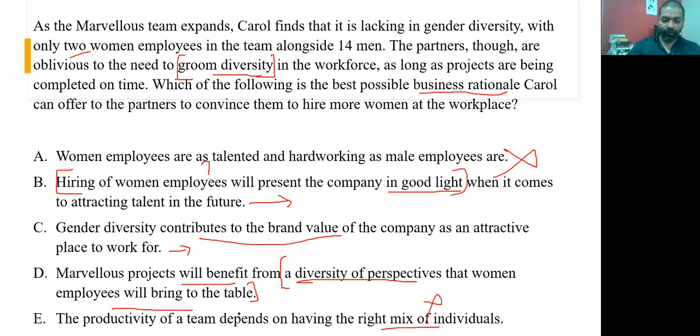Now between C and D, what is the difference? C says gender diversity will increase the brand value of the company at a future point, to attract talent or better employees. Now, why do you need better employees? So that the company can implement the projects in a better way and therefore get more business. D is directly telling you it will benefit the projects, isn't it? So which is a better rationale? D is a better rationale. C is the second best rationale if you want to ask why. So the answer to this particular question will be option D.